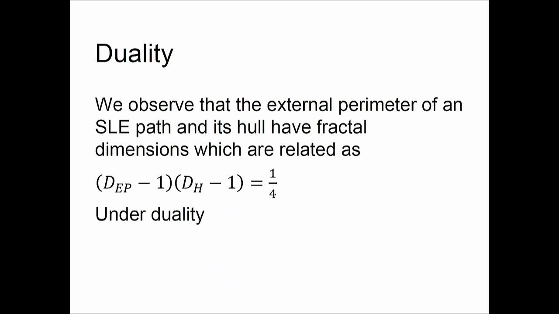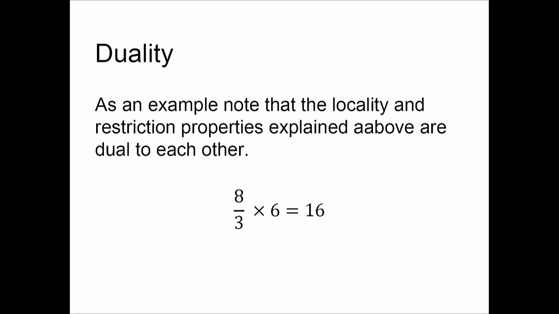What is amazing is that this relationship was known before SLE. So DH is the hull fractal dimension, DEP is the external perimeter fractal dimension. And for critical phenomena, this was known. However, the explanation comes as these can be interpreted as SLEs. So in this case, 6 times 8 over 3 is also 16. That means that these two paths, the locality and restriction, are dual to each other.